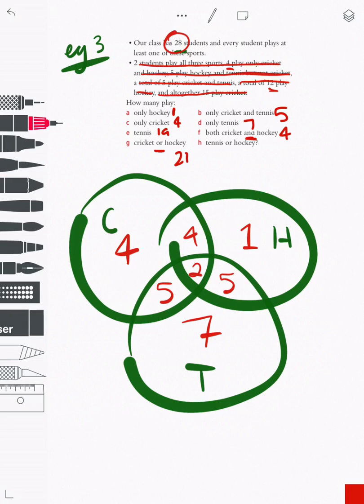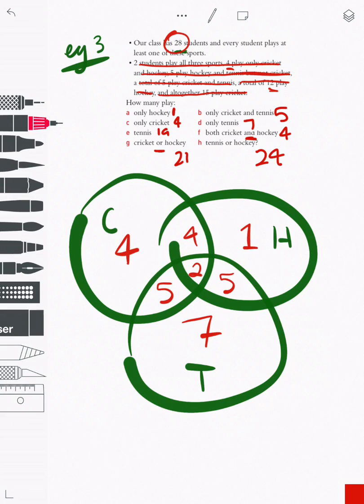Tennis or hockey. Tennis or hockey again is the whole circle, because there's an or there. So using both those circles, let's add those numbers together: 4 plus 2 plus 1 plus 5 plus 7 plus 5. That equals 24. So that's how we would do a Venn diagram question as such.